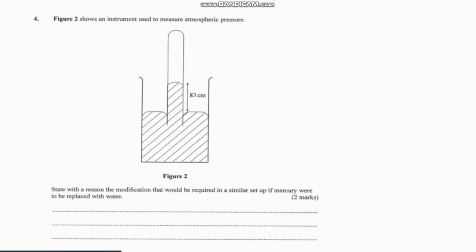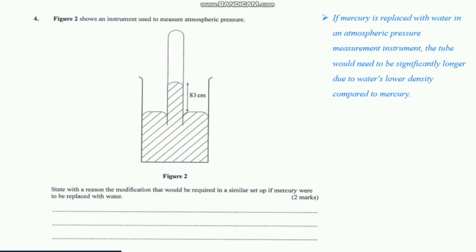The next question reads, the figure 2 shows an instrument used to measure atmospheric pressure. If you can see the meniscus, you can easily realize that the liquid substance is mercury, because mercury is the only liquid that has its meniscus curving downwards. So state with a reason the modification that could be required in a similar setup if mercury were replaced with water. If mercury is replaced with water in an atmospheric pressure measurement instrument, the tube would need to be significantly longer due to water's lower density compared to mercury.